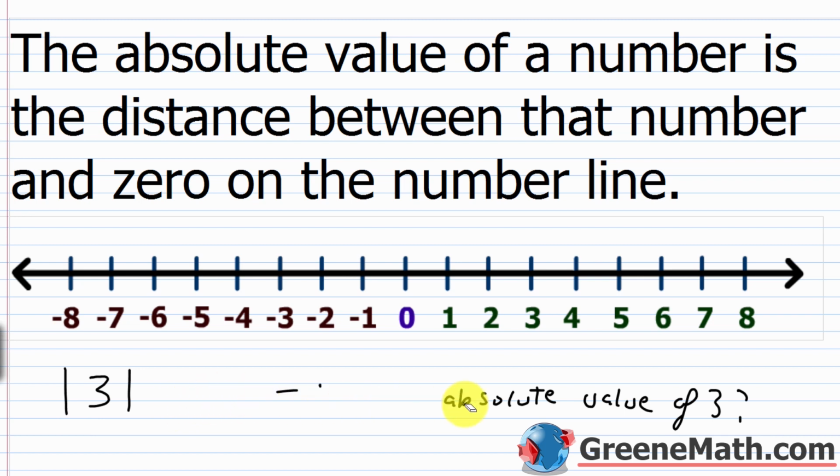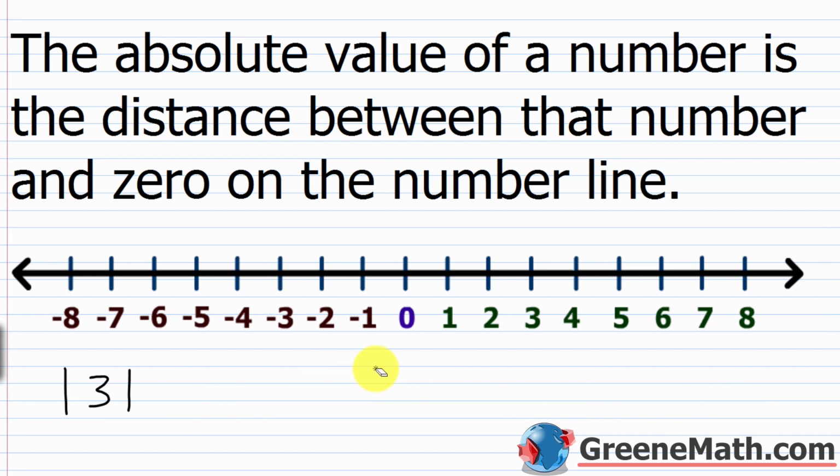Now, following our definition that we were given, the absolute value of a number, again, is the distance between that number and 0 on the number line. So if I find 3 on the number line, and I find 0 on the number line, I just need to count how far away it is. And it's just 1, 2, 3 units away. So the absolute value of 3 is just 3.